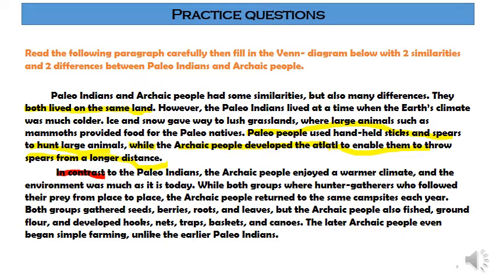Both shows that there's something similar: both were hunter-gatherers who followed their prey from place to place. The archaic people returned to the same campsites each year. Both groups gathered seeds, berries, roots, and leaves, but here there is a difference. The archaic people also fished, ground flour, and developed hooks, nets, traps, baskets, and canoes. The later archaic people even began simple farming, unlike the earlier Paleo-Indians.